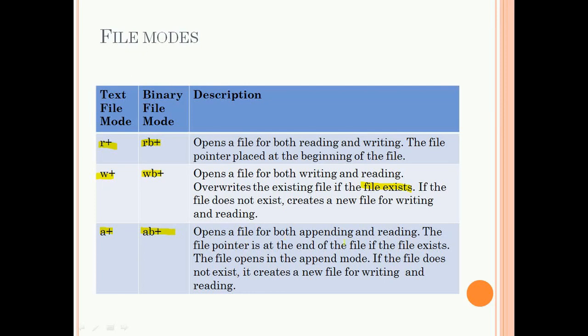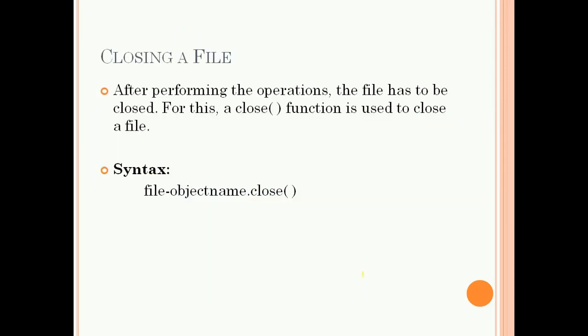Then a+ and ab+ for binary mode. It opens a file for both appending and reading. The file pointer is at the end of the file if the file exists. The file opens in append mode. If the file does not exist, it creates a new file for writing and reading. So basically, if the file exists, first of all it will append, then we can read from that file. Otherwise, it will create a new file and we can write in the file, and after that we can read from the file.